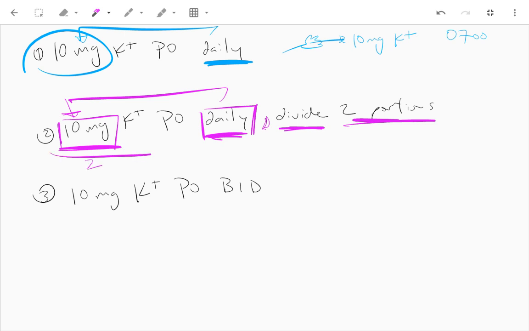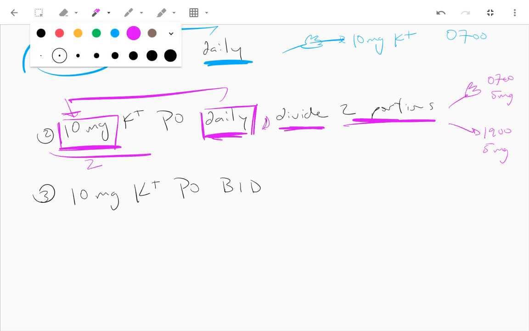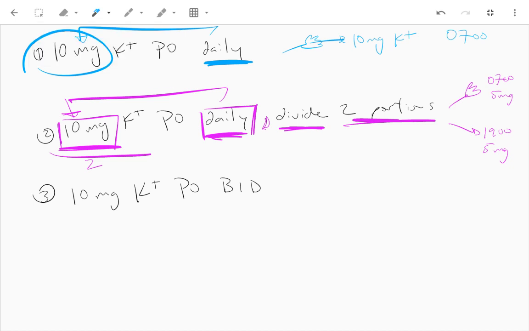So the nurse is going to knock on the door and say, hey, I have some potassium, but this time at 7 a.m., I'm only going to give you 5 milligrams. And then I'm going to come back and at 7 p.m., I'm going to give you another 5 milligrams of potassium. That's the big difference between situation 1 and 2. However, situation 3 is a little tricky because it looks like situation 2.